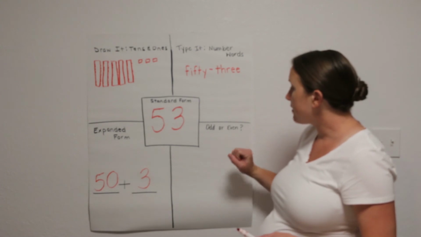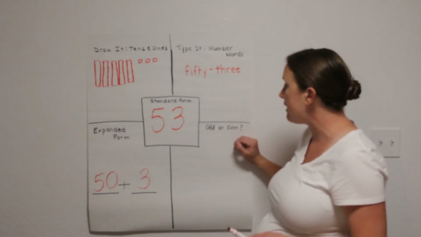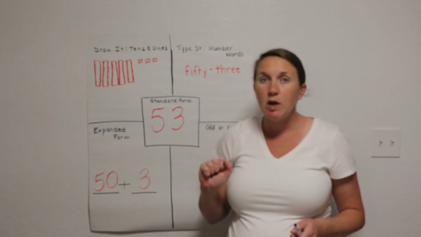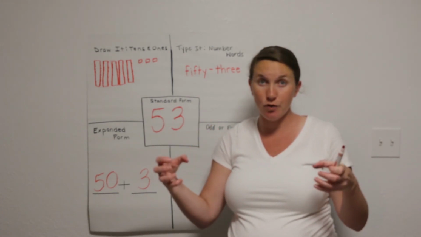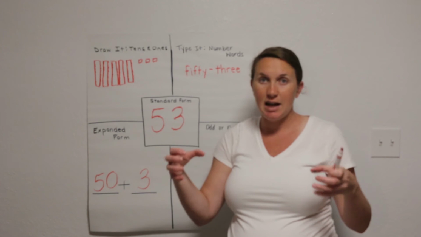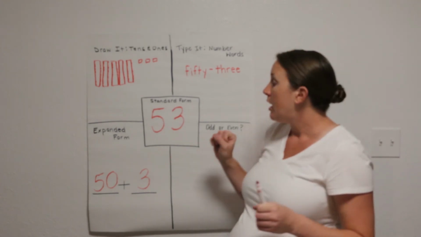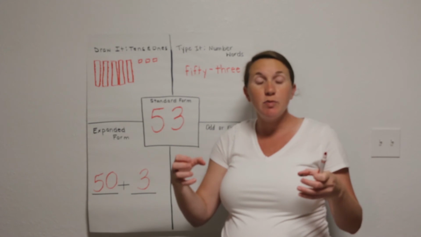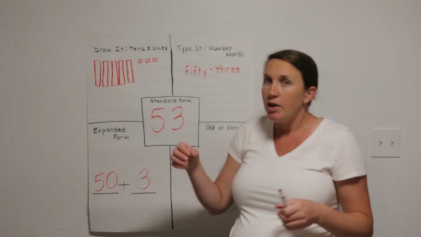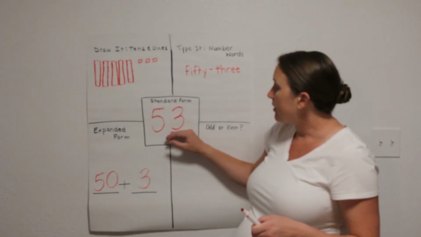And now the last one, odd or even. So I want you to remember, even means we can split it into 2 equal groups. They would be the same number in each group. Odd means if we split it into 2 groups, one group is going to have more. So we're going to look here at the ones place.